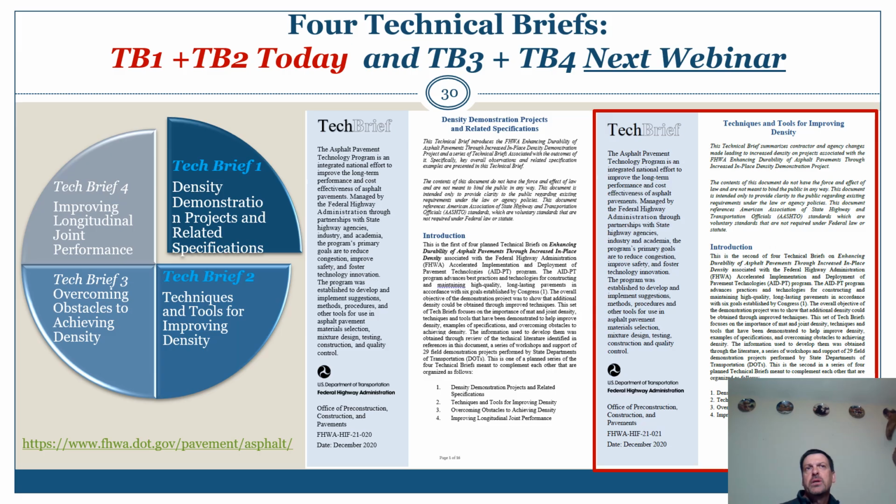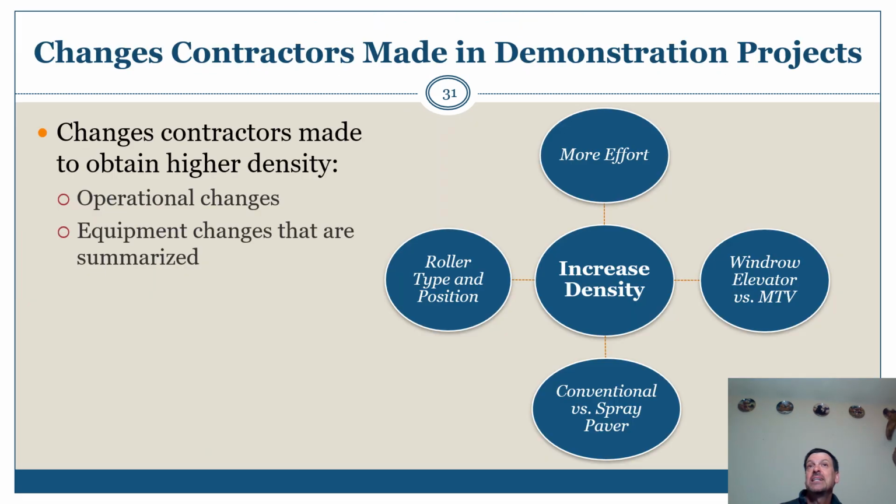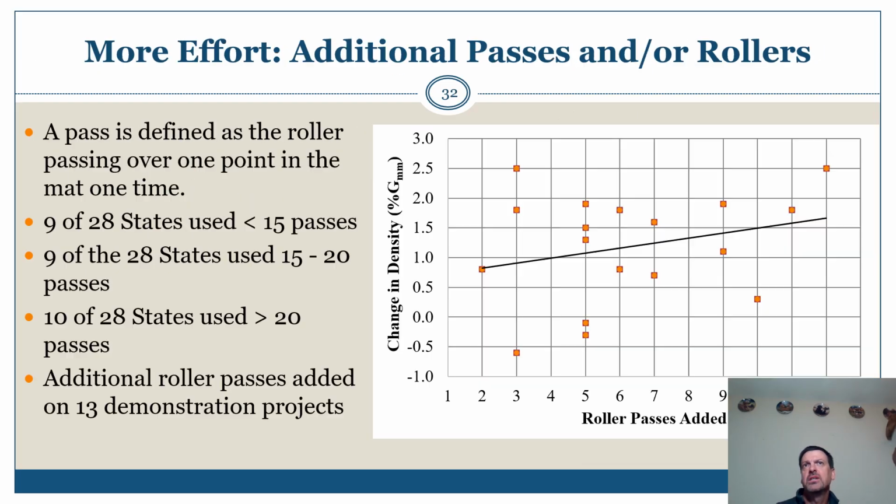The second tech brief was focused on basically the techniques that could be used or were used in the demonstration projects to try to get higher density. And so contractors made 4 different types of changes, and they were basically operational or equipment changes. Increasing the amount of effort, using a windrow elevator versus an MTV, using a conventional paver versus a spray paver, and then roller type and position. And that'll make a little more sense when we look at it.